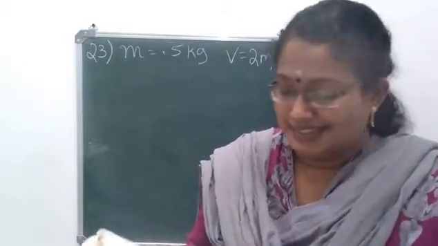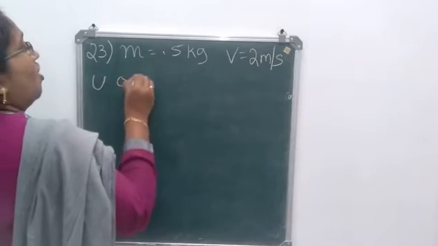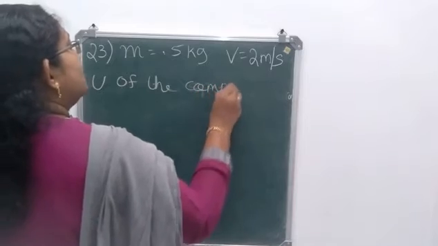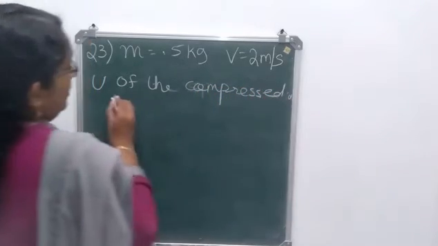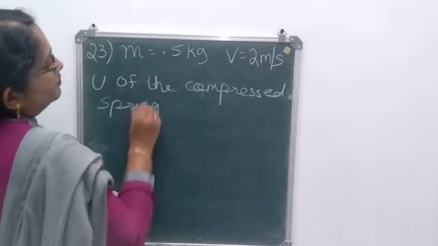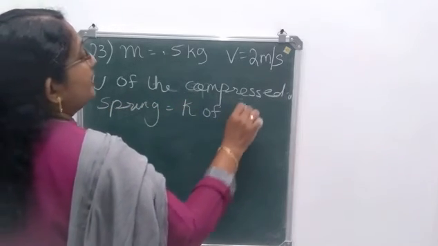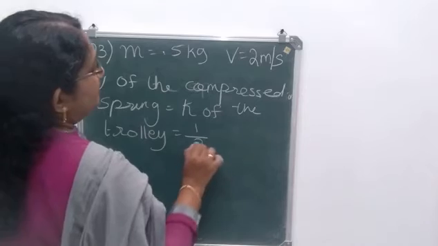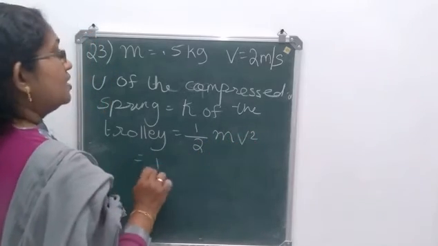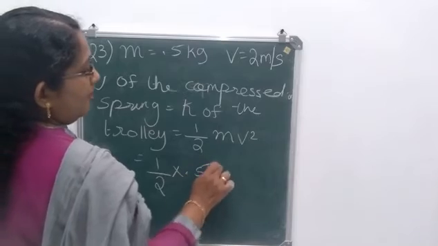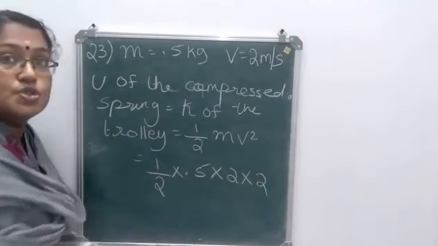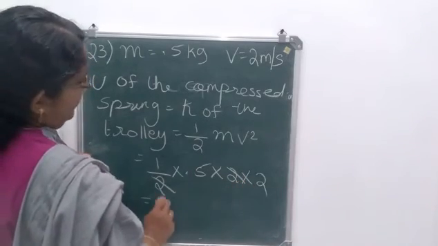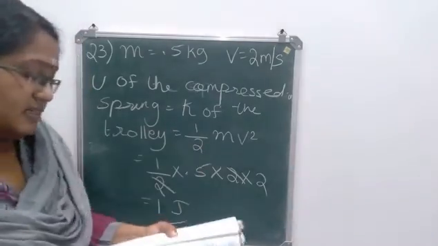So write, the potential energy of the compressed spring will be equal to the kinetic energy of the trolley. So what will be our equation? Half mv squared, which is equal to half into 0.5 into 2 into 2. This 2 and this 2 get cancelled. 5 into 2 is 10. Since 0.5 is there, it is 1. So the answer is 1 joule.